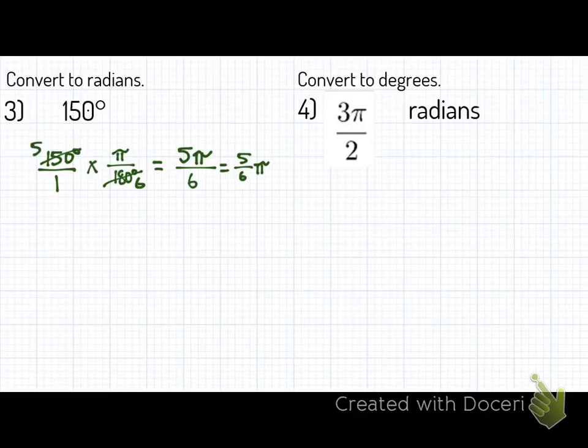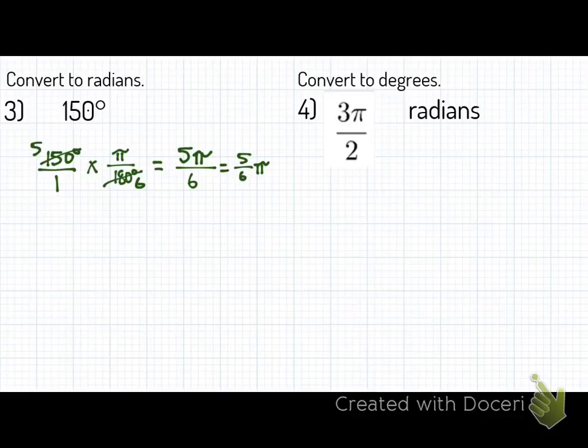So how many pi's to get around the whole circle? 2 pi's, right? So 1 pi is how many ways around the circle? Good. So when I say 5/6 of a pi, that means you're only going 5/6 of the half. You're going 5/6 of the way, which is 150 degrees. Does that make sense so far?